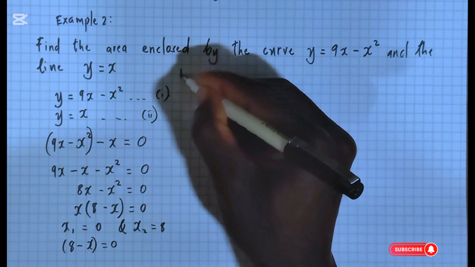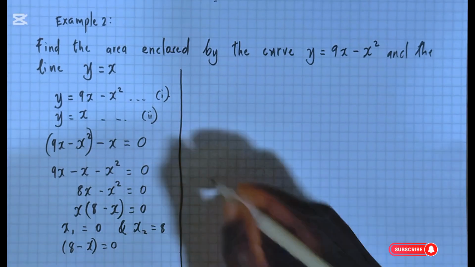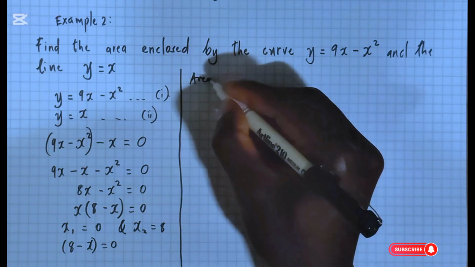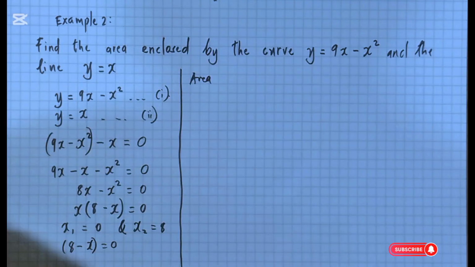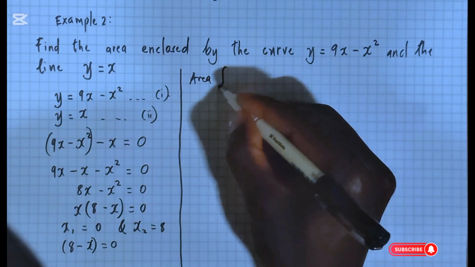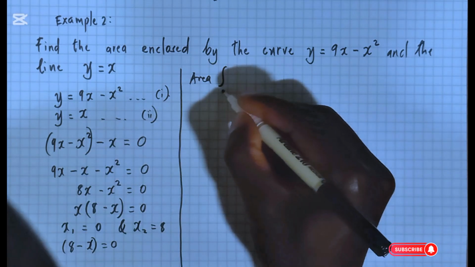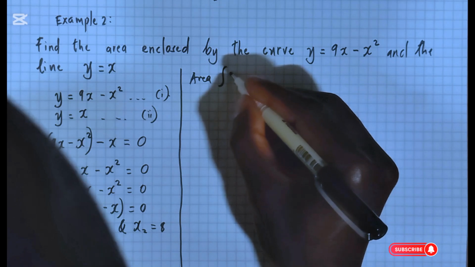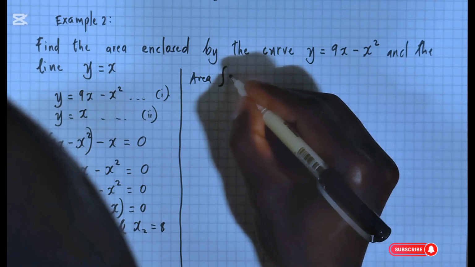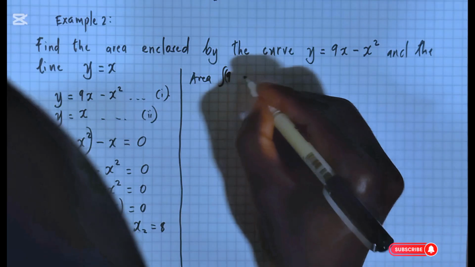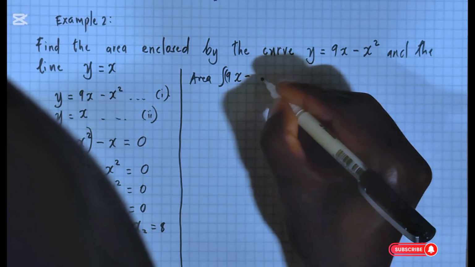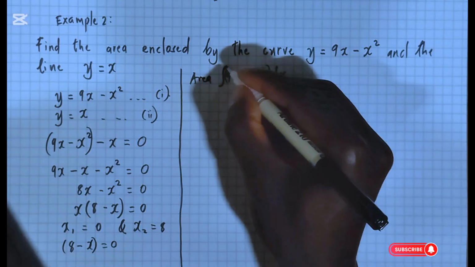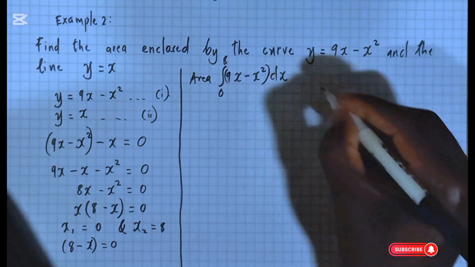So let me just have a line here. And so the area of the enclosed region will be given by the definite integration of this line here. Of course, we know what it is. Let's have it here as 9x minus x squared with respect to x. Of course, the limits are from 0 to 8, okay?